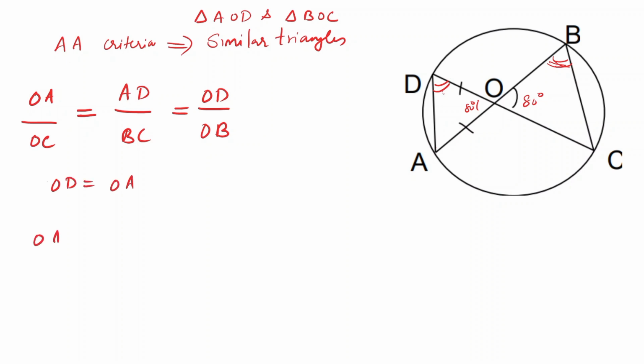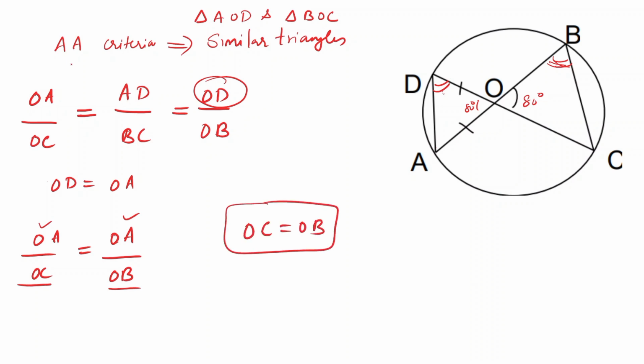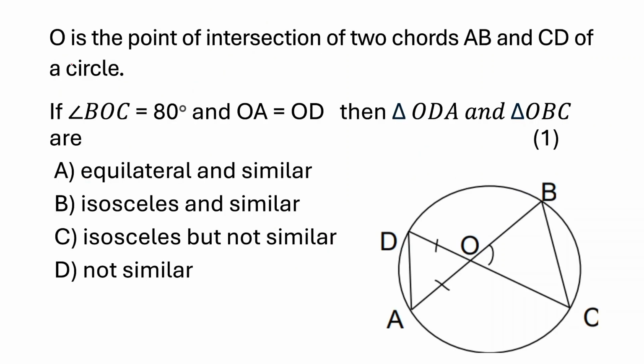So you can write OA by OC equals, instead of OD, you can write OA itself, OA by OB. So as the numerators are equal, the denominators will be the same. OC equals OB, correct? So this is also an isosceles triangle. So these two triangles are similar and isosceles. Option B is the correct answer.